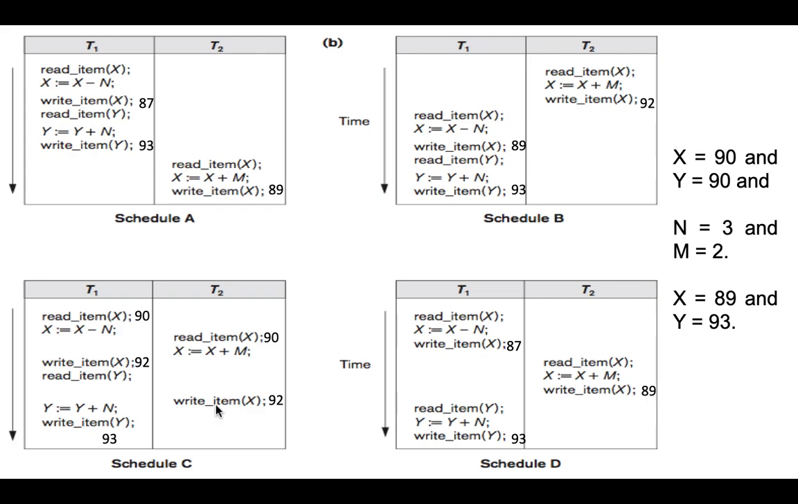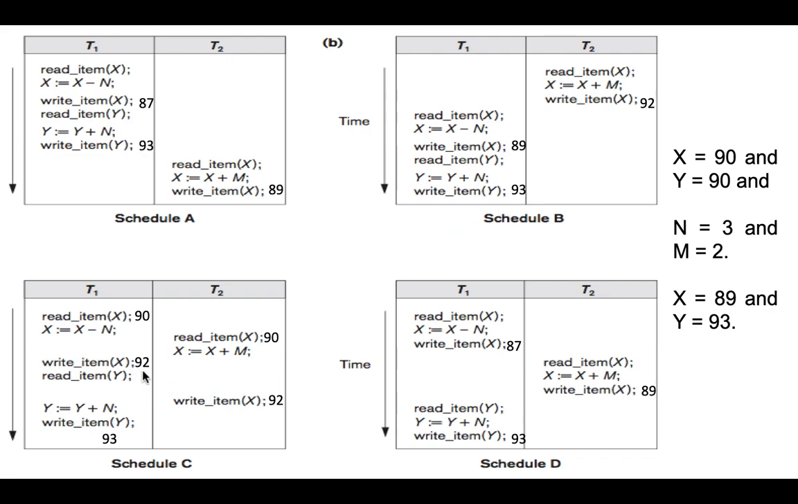Then again a write item x occurs. So write item x again occurs means the last value the variable x has is 92. So 92 is the value for x. Then y was 90. When we do y plus n, that is n is 3. So 90 plus 3, 93, and write item y we get 93. So y we got the 93 itself. We had to get 93 based on schedule A and schedule B.